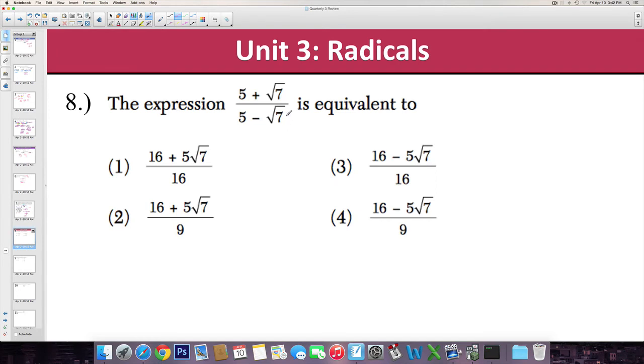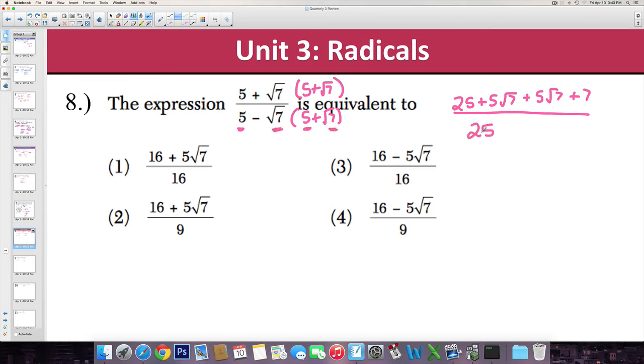So if we want to simplify this, we would just multiply by the conjugate. So the conjugate is 5 plus radical 7. So multiply by the conjugate of the denominator. In our numerator, we get 25 plus 5 radical 7 plus 5 radical 7 plus 7, divided by, and when you multiply by conjugates, you really only need to do first, last. So 5 times 5 is 25. Negative radical 7 times positive radical 7 is negative 7.